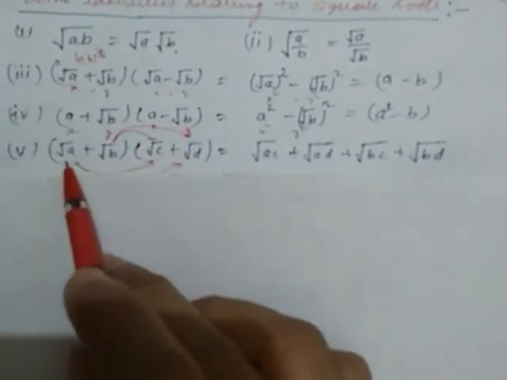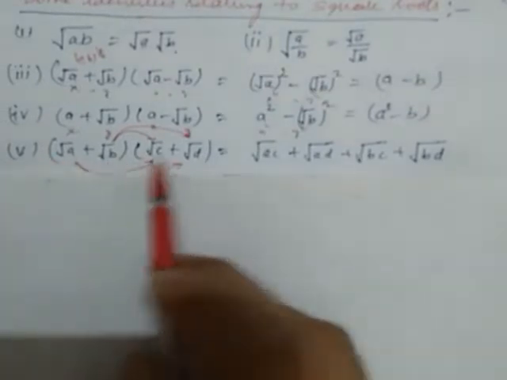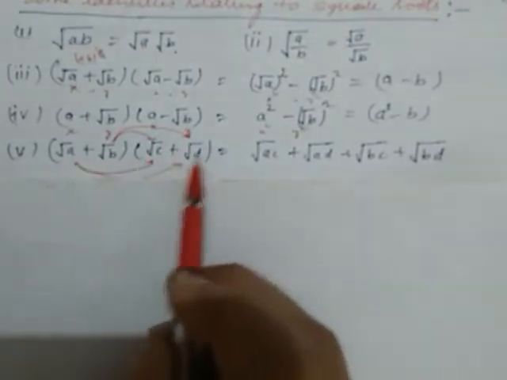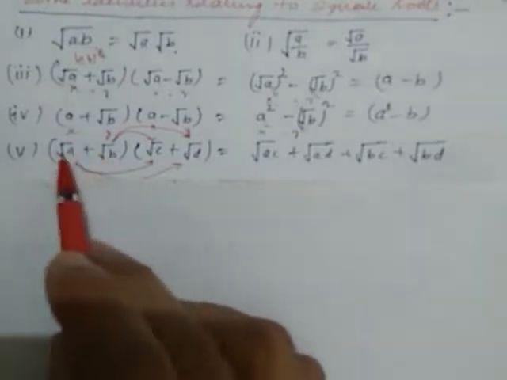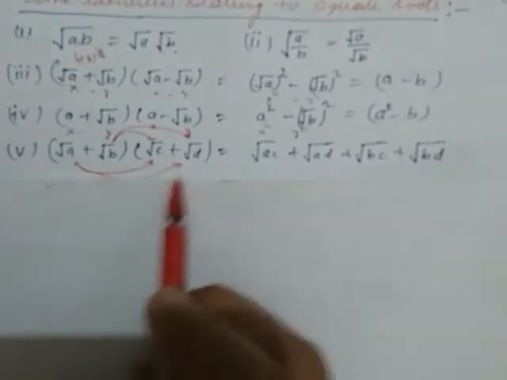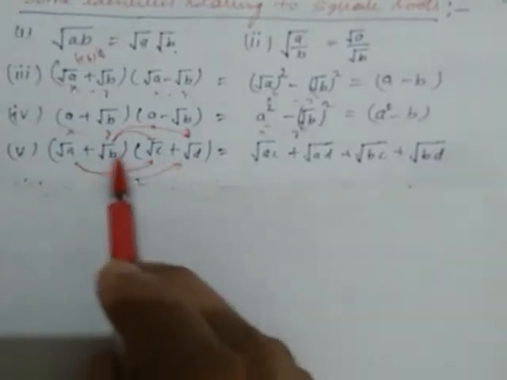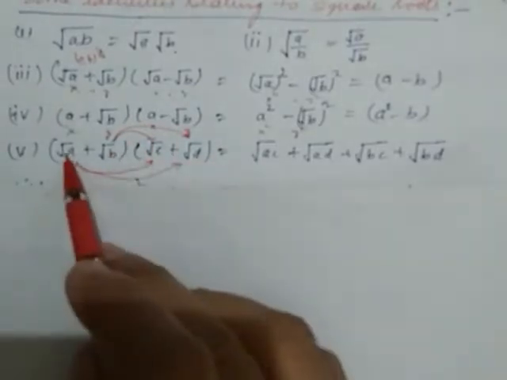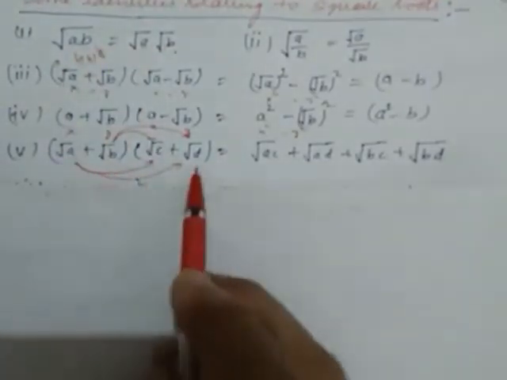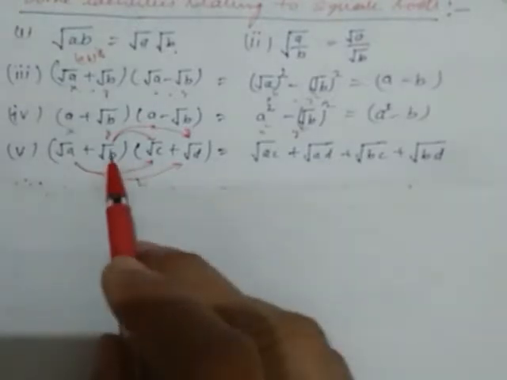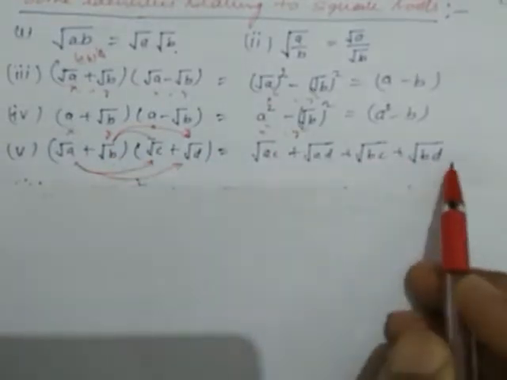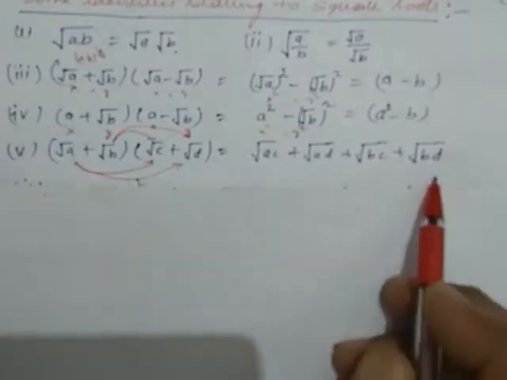Now here (root A plus root B) into (root C plus root D). So we have to multiply this whole term by these individual terms. First we multiply root A by root C and root D, and then we multiply root B with root C and root D. So root A into root C, root AC, by the help of this property. Root A into root D is root AD. Root B and root C is root BC. Root B and root D is root BD. So this is again an identity.